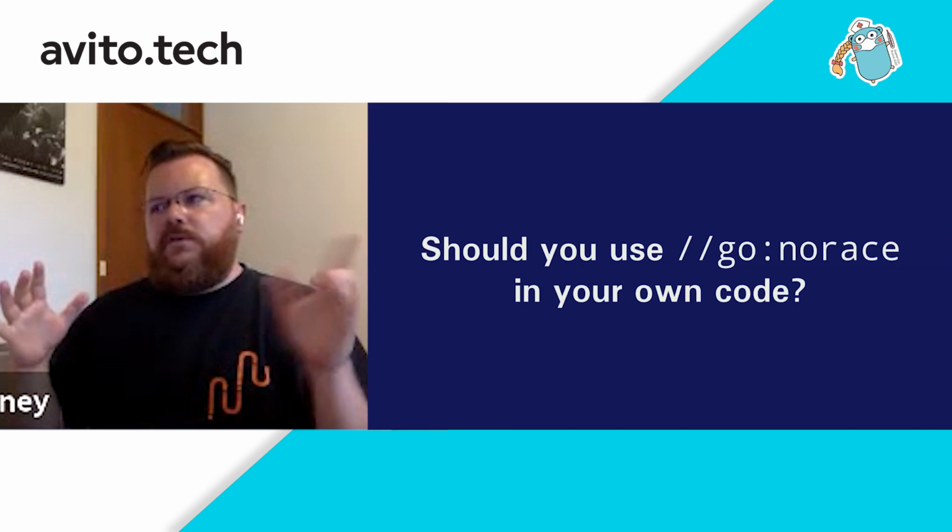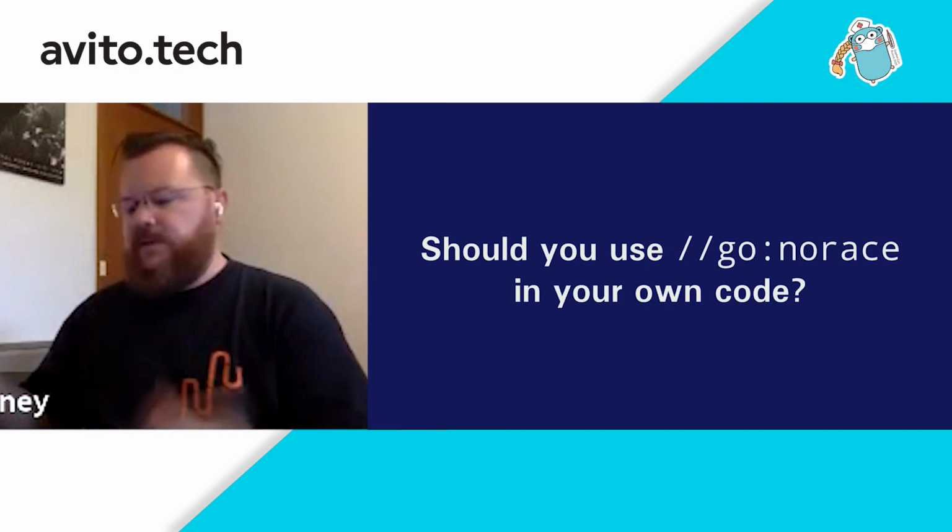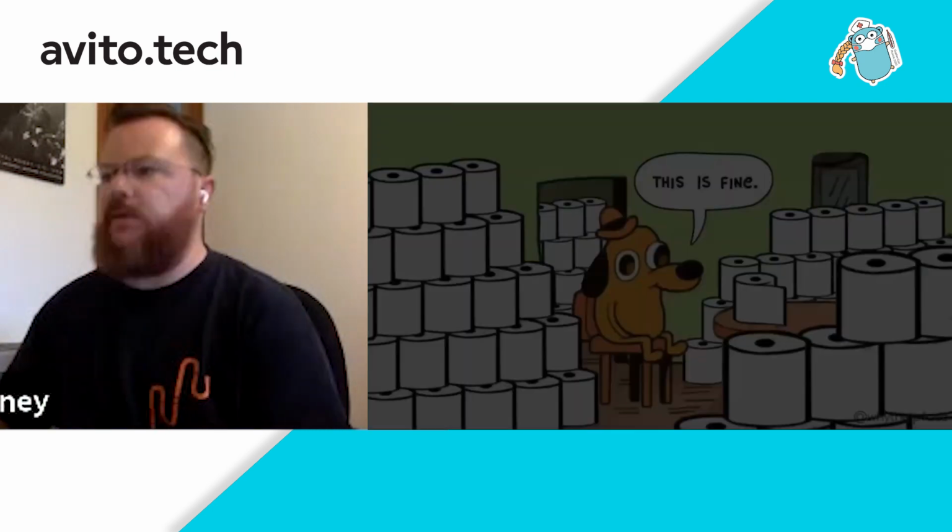So should you use norace in your code? Maybe this should say, could you use norace in your own code? Let's have a look at an example.